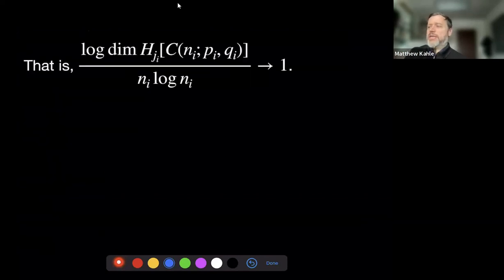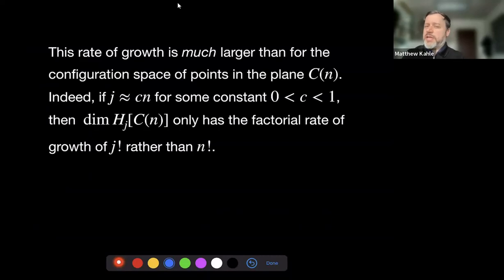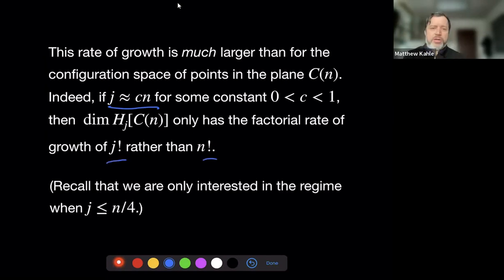But in contrast, if you look at the configuration space of points, in the regime where the degree of homology you're looking at is a constant times the number of points, then homology has the factorial rate of growth of j factorial rather than n factorial. And that's much smaller because we're only looking at j up to n over 4. So j factorial is much, much, much smaller than n factorial. So the homology is huge anywhere in the feasible region.